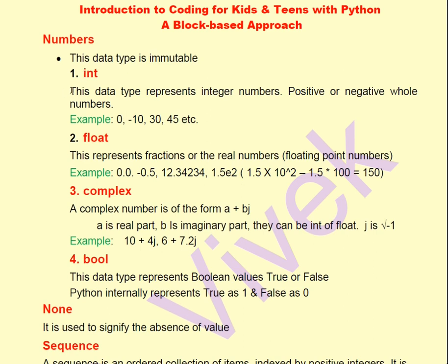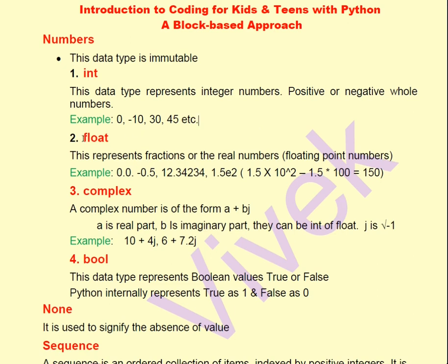Int. This data type represents integer numbers. So int is a short form of integer numbers. Integer number means positive or negative whole numbers. Examples: 0, -10, 30, 45, etc. So int means integer numbers. They are positive or negative whole numbers.